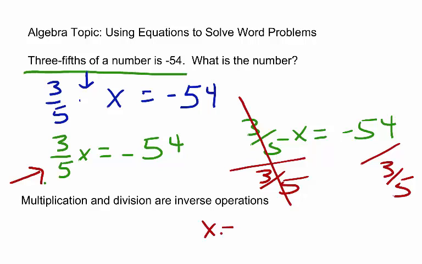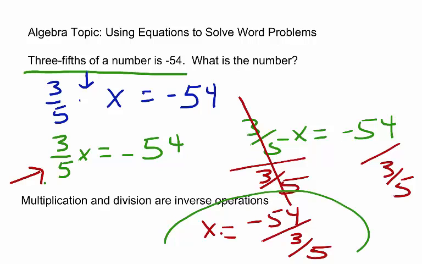x equals -54 divided by 3/5. However, you might recall that when you have a whole number divided by a fraction, or a fraction divided by another fraction, you have something called a complex fraction, and we can't divide those directly. So what we need to do is to turn this division problem, x equals -54 divided by 3/5, into a multiplication problem. And here's how we do it.